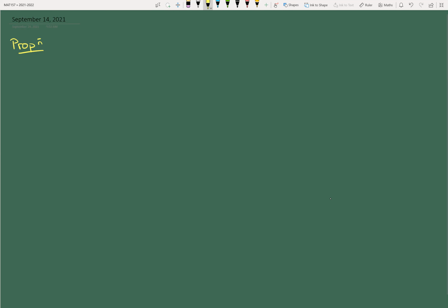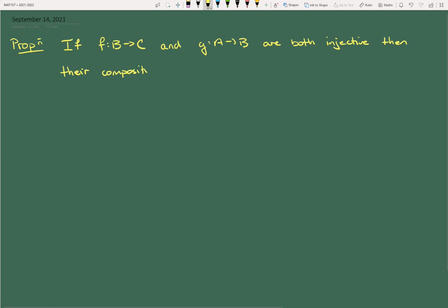Okay. So if F maps B to C and G maps A to B are both injective, then their composition F compose G, and let me just make sure we did that right. G goes A to B, F maps B to C, good. Their composition is also injective.